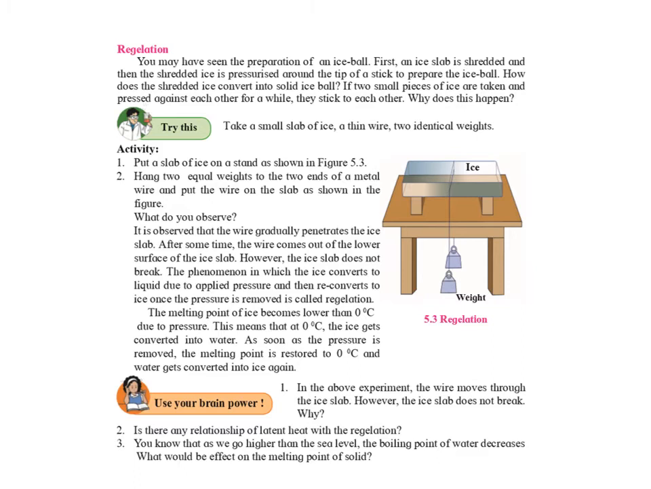Applied pressure lowers the melting point of the ice below 0 degrees, causing it to melt momentarily. This merges the shredded ice pieces into one. Once the pressure is removed due to regelation, the freezing point is restored to the original 0 degrees and the ice pieces refreeze in the form of a single solid ice ball.